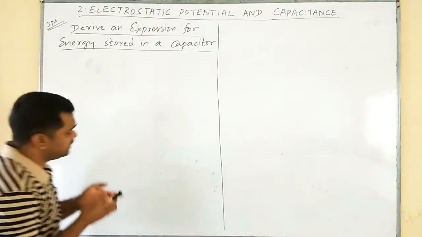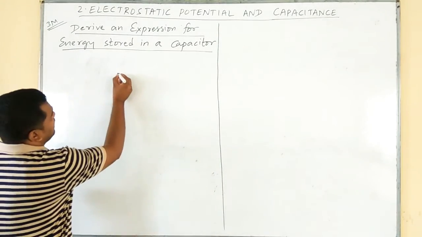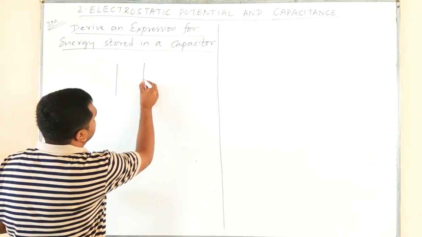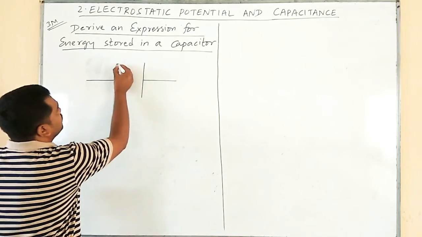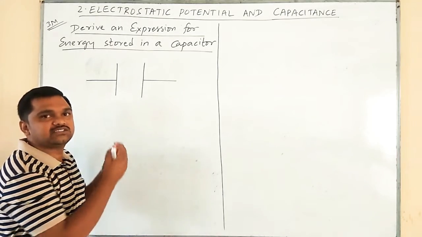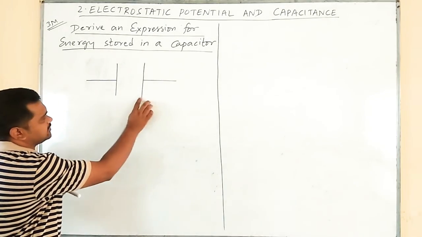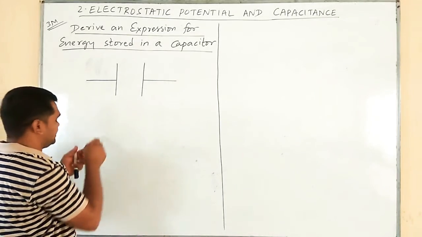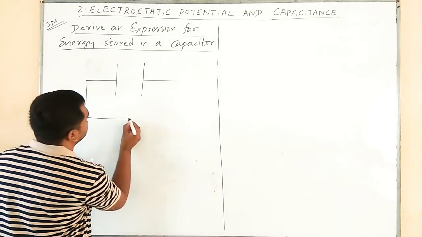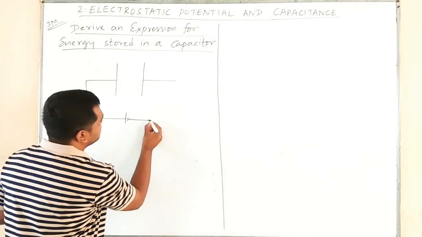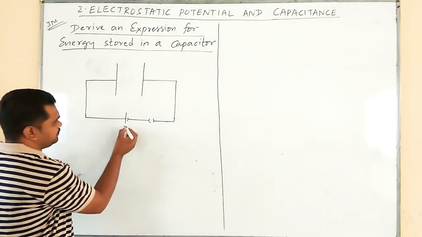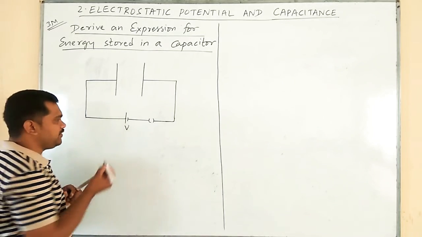See, let us consider a parallel plate capacitor, which is initially uncharged, that is, no charge has been stored in it. Next, in order to charge it, I will connect it to a source of potential difference, typically a battery having a potential difference of V.